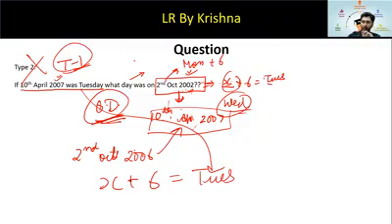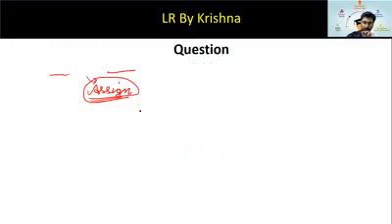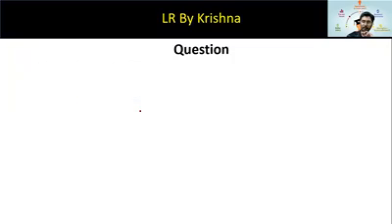Correct? So X will be what? Tuesday minus 6, or minus 6 is equivalent to plus 1. Remainder concept. Tuesday plus 1. The answer is Wednesday. Okay. Fine. Solve this question.